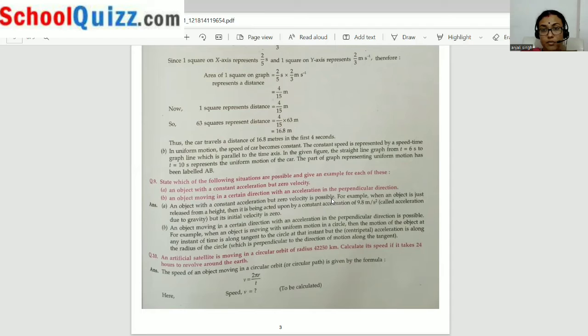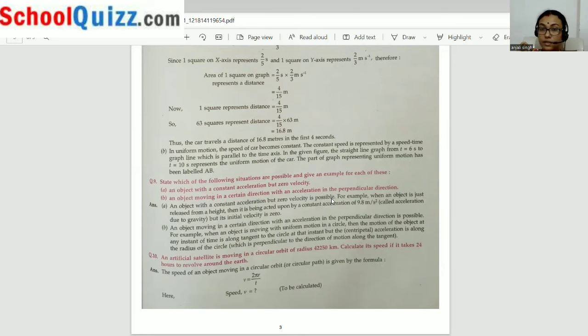Now the second is an object moving in a certain direction with an acceleration in the perpendicular direction. Okay, very good. Here the acceleration is in perpendicular direction. What does it mean? Wherever you will see the perpendicular direction, it means the centripetal acceleration is acting.